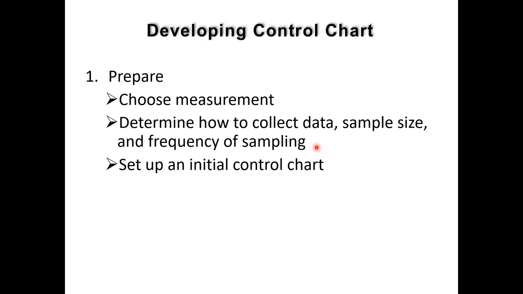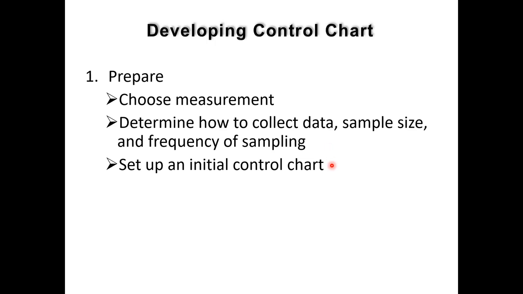Yeah, so meaning to say you're going to do sampling every hour. Every one hour you collect a sample, the second hour you collect a second sample, third, and so on and so forth. Or are you going to collect a sample every half an hour, or even every 15 minutes? Yeah, so that is actually the frequency of sampling. So we are more interested to know how many times you do sampling for a production run. Then you set up the control chart.